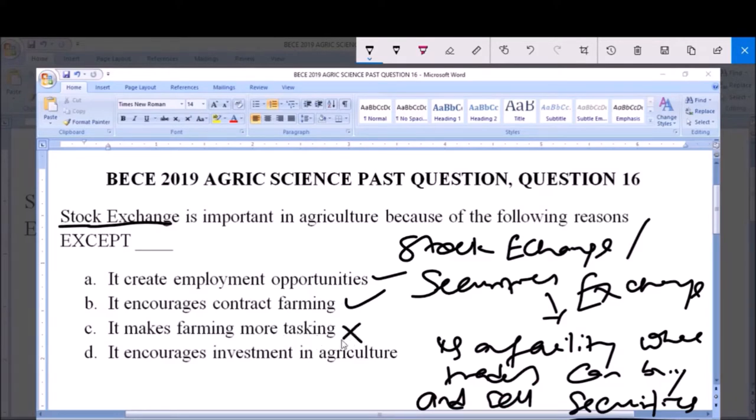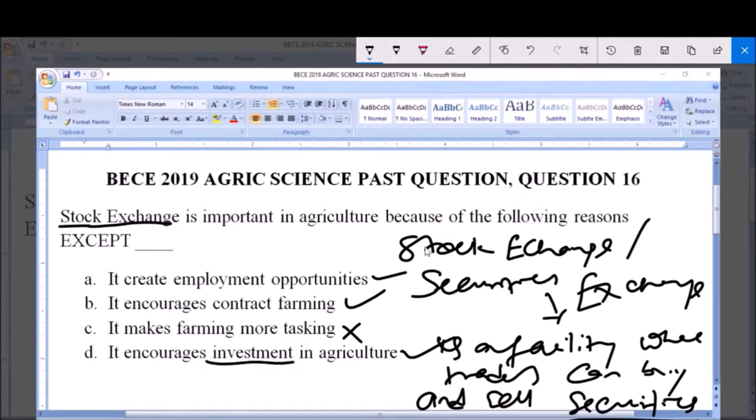C says it makes farming more taxing. No, stock exchange does not make farming more taxing. Instead, it makes farming easier. Then D says it encourages investment in agriculture. Yes, stock exchange encourages investment in agriculture because it allows people who do not even want to practice agriculture to have securities, to have shares in farming, in agriculture. So it encourages investments.